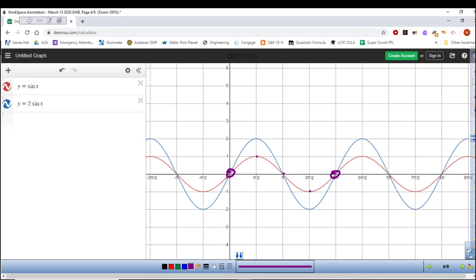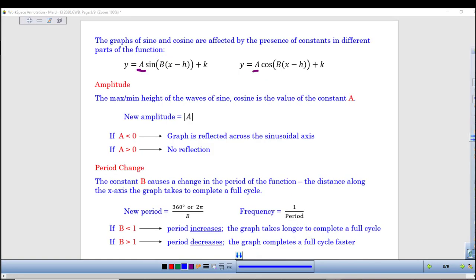But in the blue graph, once we introduce that 2 out in front as the amplitude, now we can see that the period is the same. We're still starting and ending the cycle at 0 and 2 pi, but the wave is bouncing off of 2 and -2 as our high and low points, as our maximum and minimum points, instead of 1 and -1. The second transformation is our horizontal dilation from before, but now it's called the period change.